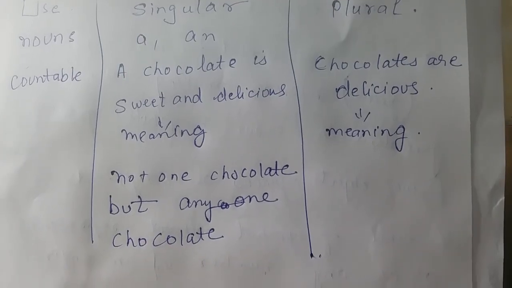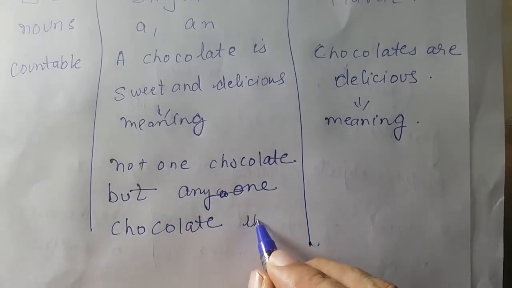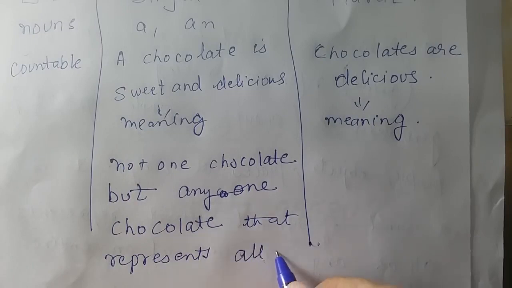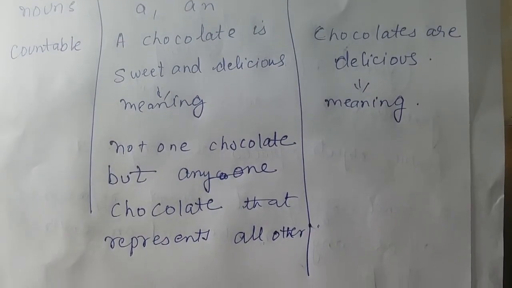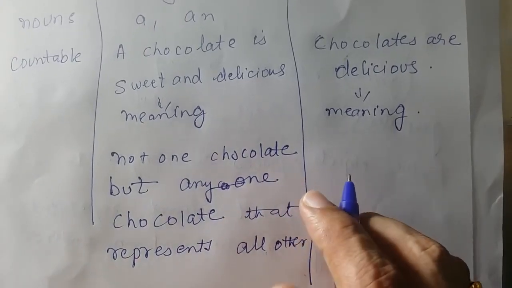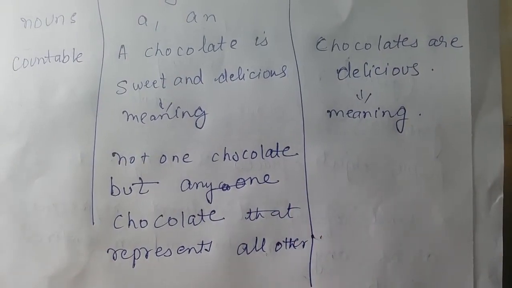So what is it doing here? It represents not only one, but out of many chocolates, any one. Yes, that's right. That is the meaning of a: not a specific chocolate, but one of them. Next I am going to the meaning of chocolates are delicious.